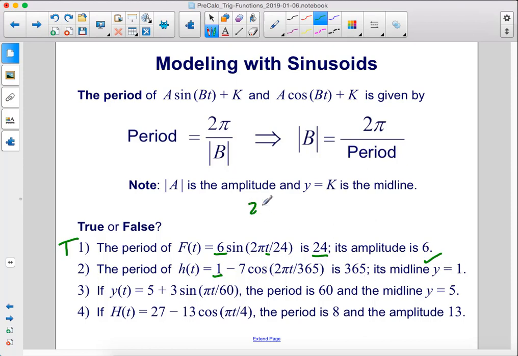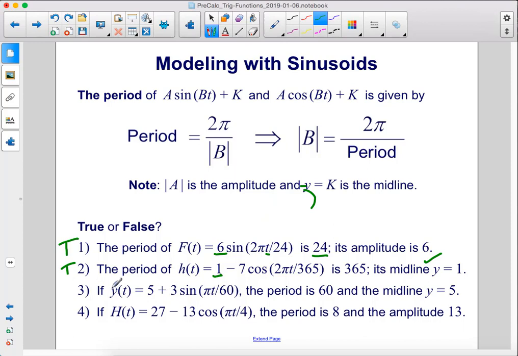Let's see, we're going to take 2 pi over 365 and flip it over. So 365 over 2 pi. So what I've done is taken 2 pi and divided it by b, which is the same thing as multiplying it by 1 over b. The 2 pi's cancel. The period is 365. This is true. All right, next.